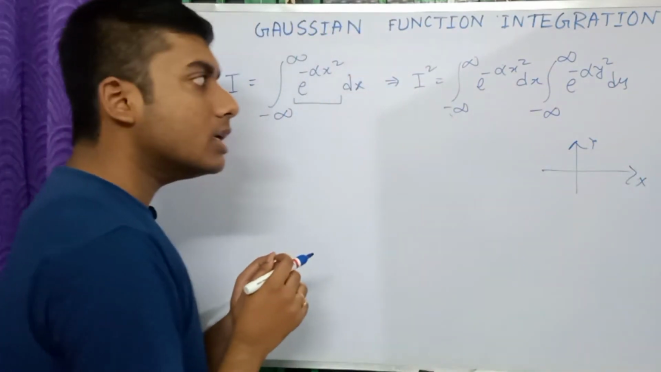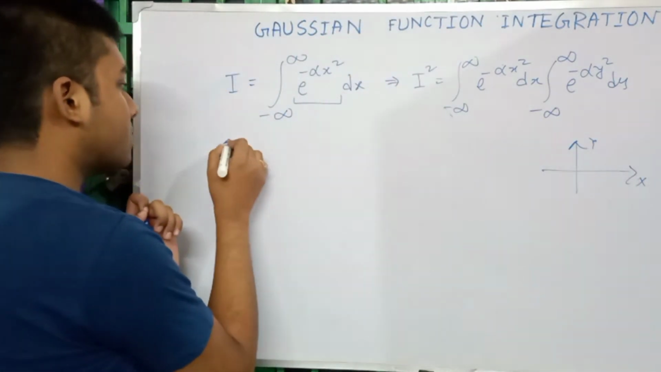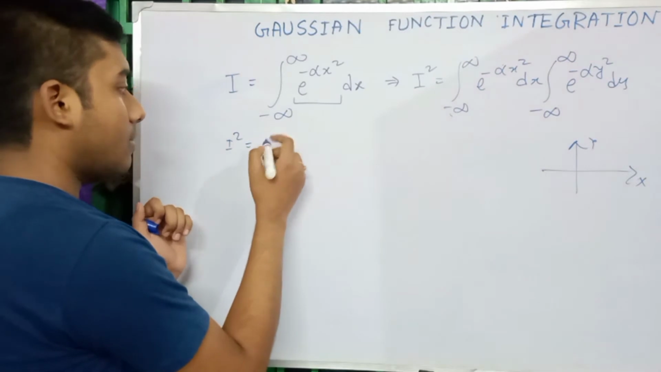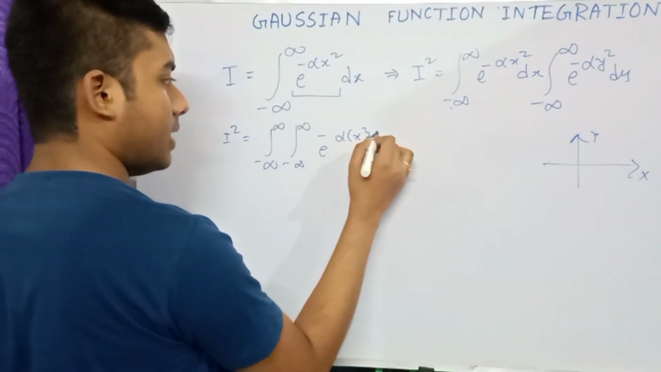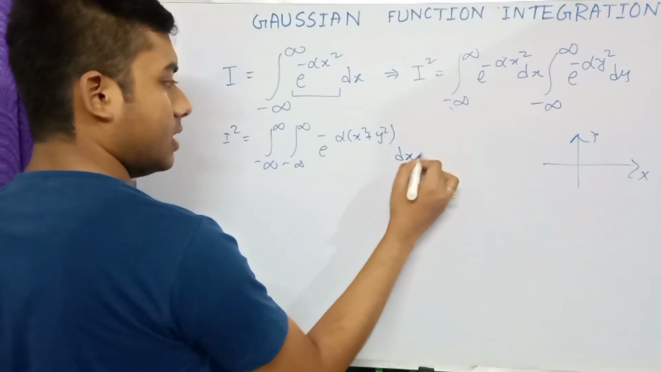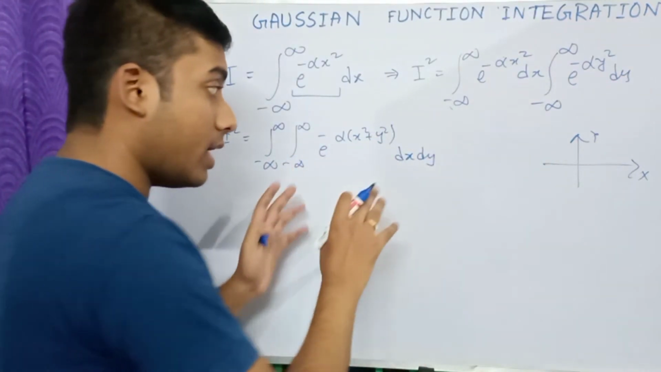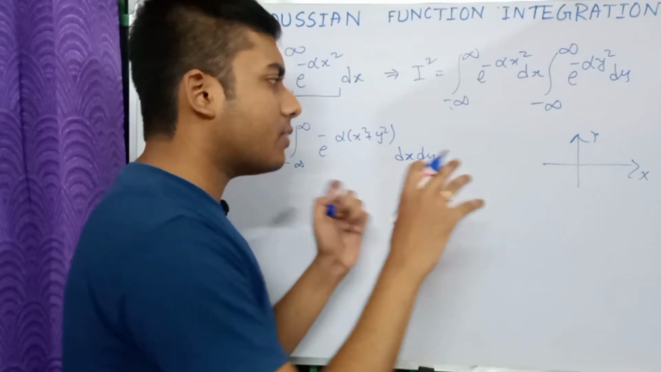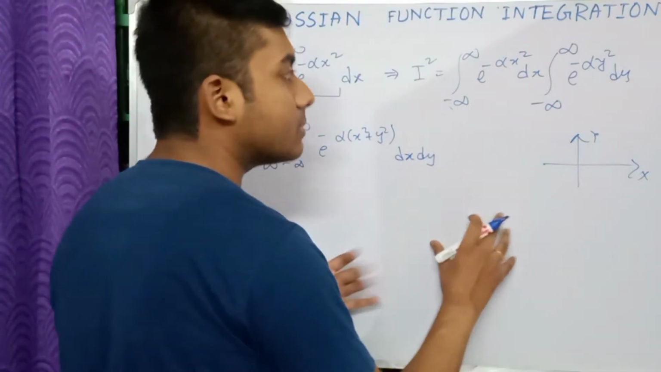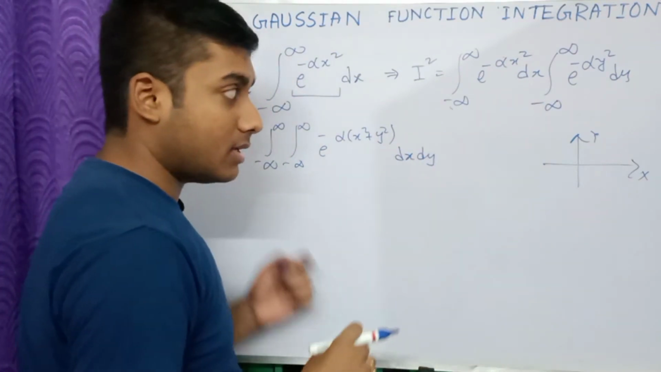Now I square comes out to be the integral from minus infinity to plus infinity of e to the power minus alpha times x square plus y square, into dx dy. Now we have to convert it to plane polar coordinates for simplification. You can easily understand that this is very simple and the result is very important.